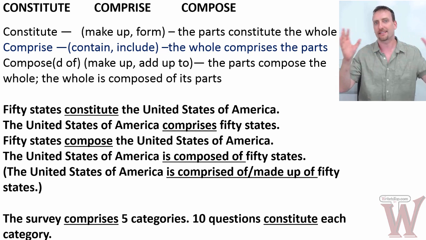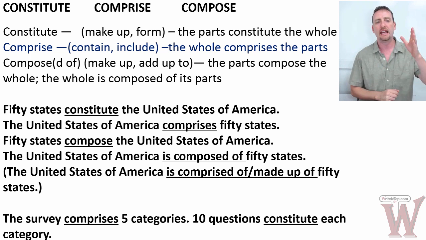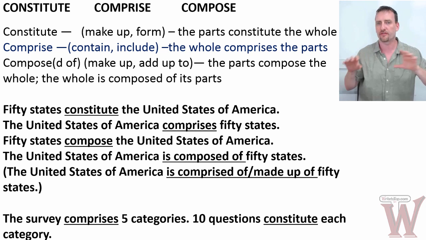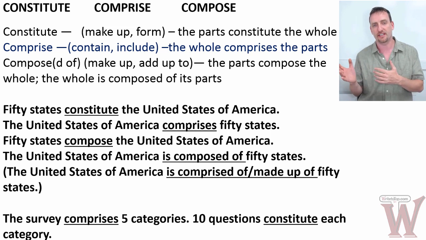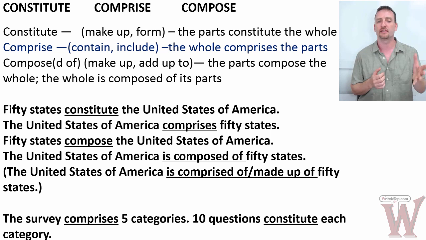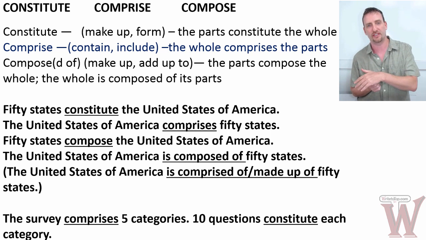Okay, so let's look at the classic examples that's always given to explain this. 50 states constitute the United States of America. There are 50 individual states. Together, they constitute the United States of America. The United States of America comprises 50 states. 50 states compose the United States of America. The United States of America is composed of 50 states.